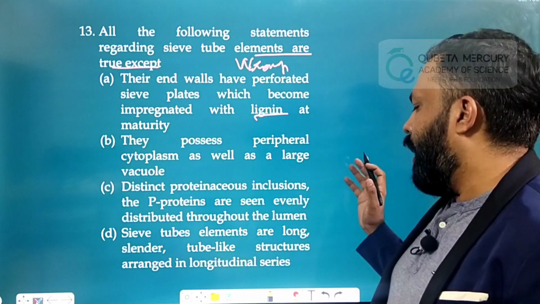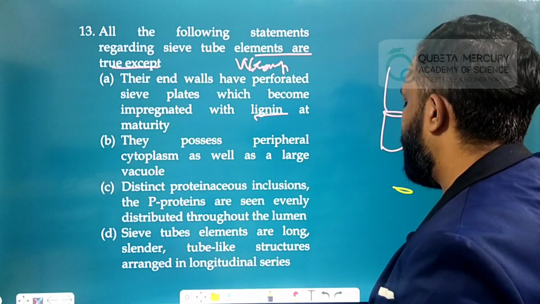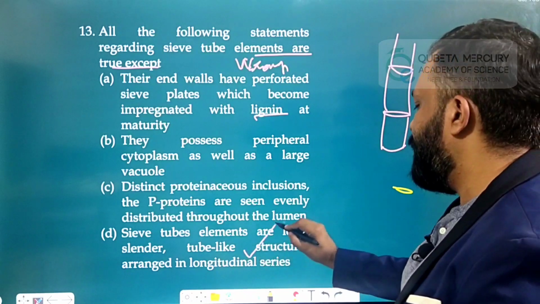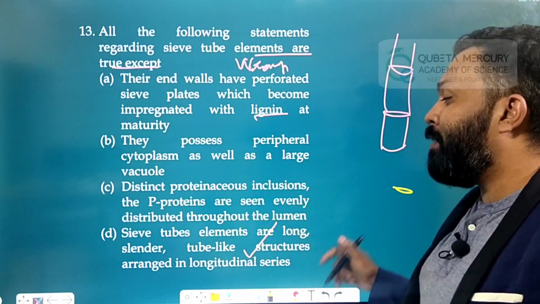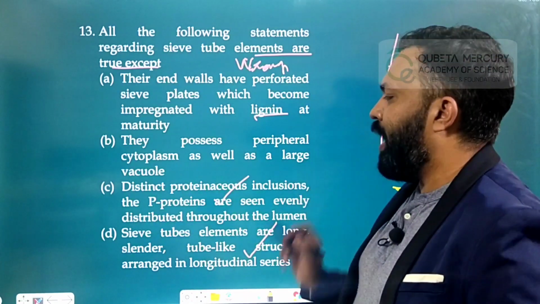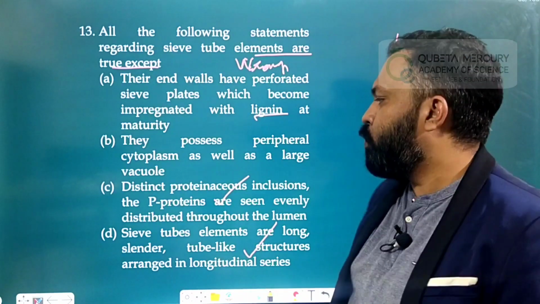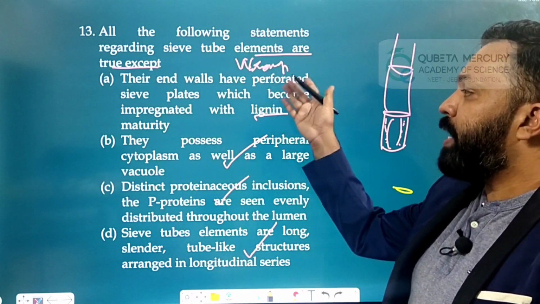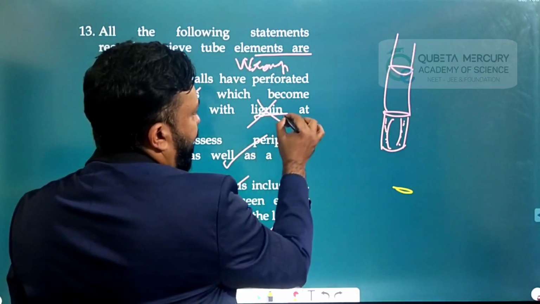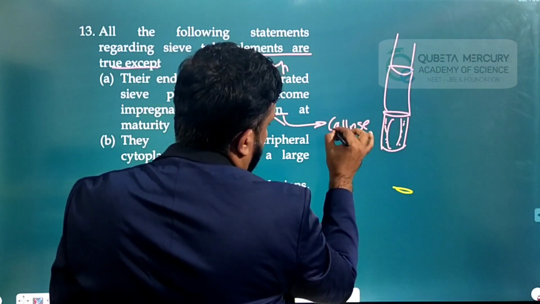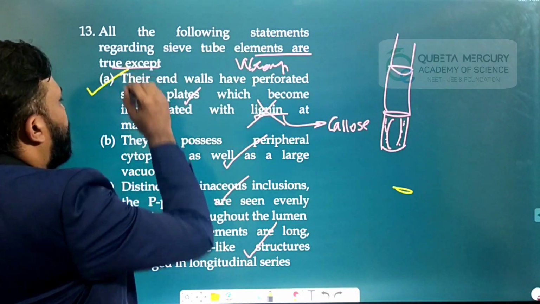Sieve tube elements are long and slender, tube-like structures arranged longitudinally, right? In longitudinal series they are arranged. Option D is definitely true. Distinct proteinaceous inclusions, the so-called phloem proteins, are seen evenly distributed throughout the lumen. Definitely true, that also is right. They possess a peripheral cytoplasm and a large central vacuole to carry the food in the form of sucrose. That also is fine. But their end walls have perforated sieve plates, that much is okay, which become impregnated with lignin. That is wrong. Sieve plates are not coated with lignin, instead they are coated with callose. So here lignin is provided, that is wrong. So the incorrect statement is option A only.